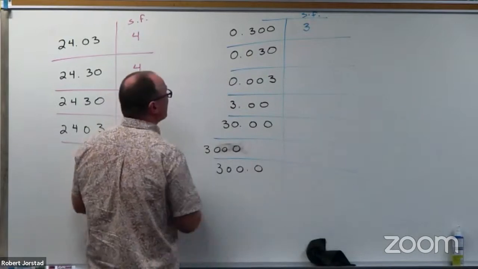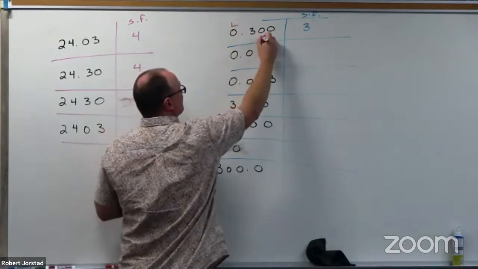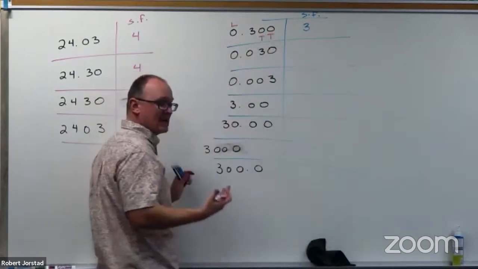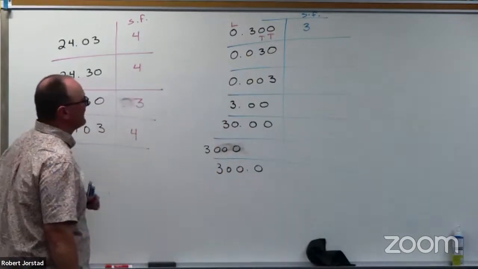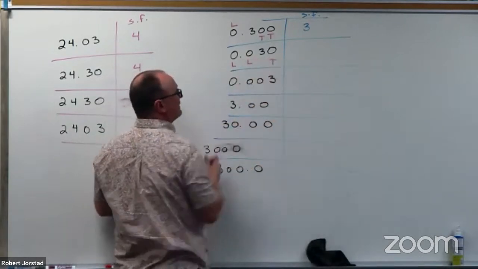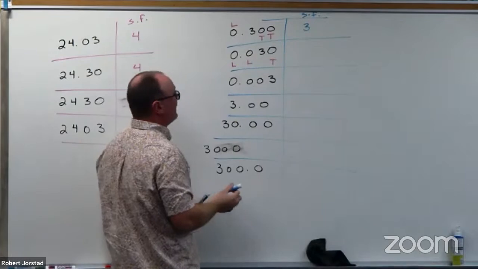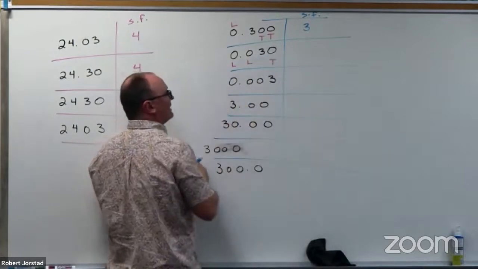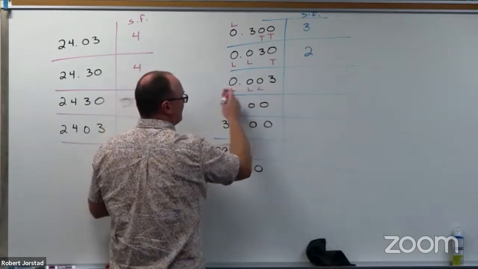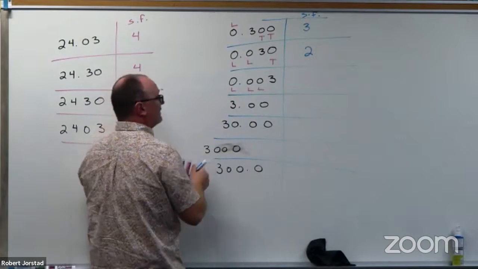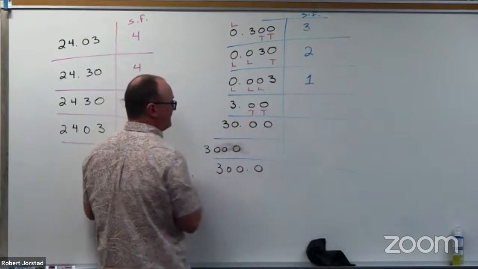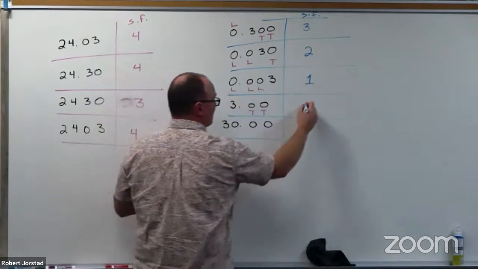Okay, and then just to be clear, this is a leading, these are trailing. Leading, not significant, trailing, significant if one is to the right of the decimal. Okay, here, leading, not significant, trailing, and to the right of a decimal point. Significant, significant, not significant, 2 sig figs. These, leading, not significant. There's only 1 sig fig. This one, trailing, at least 1 to the right, all significant, that's 3.